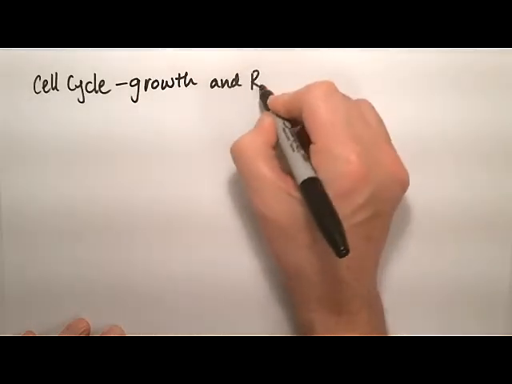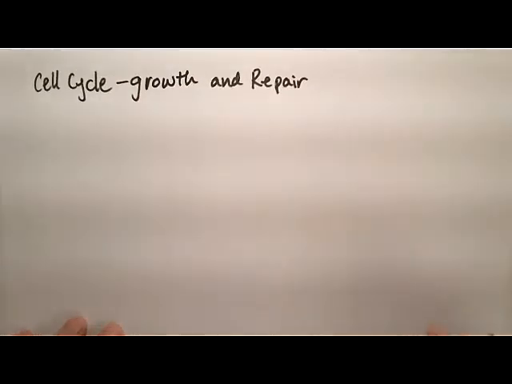Now here's the thing, if you get injured, cells die. You get cut, cells die. Those cells have to be replaced. Well, how does that happen? Cell cycle, that process of making more of those cells, is what occurs.